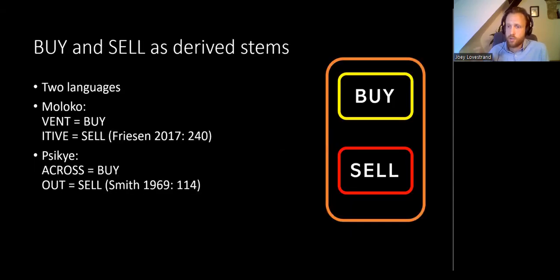To return to the 2 languages that have specific forms for both buy and sell, just to look at those patterns. In Moloko, we see that it's the ventive that expresses buying and the itive that expresses selling. And in Psikye, we see a different pattern where it's the across suffix that expresses buying and the outward suffix that expresses selling. So these are 2 different strategies for taking a general word that could mean either buy or sell, and making it specific both in terms of buying and in terms of selling.